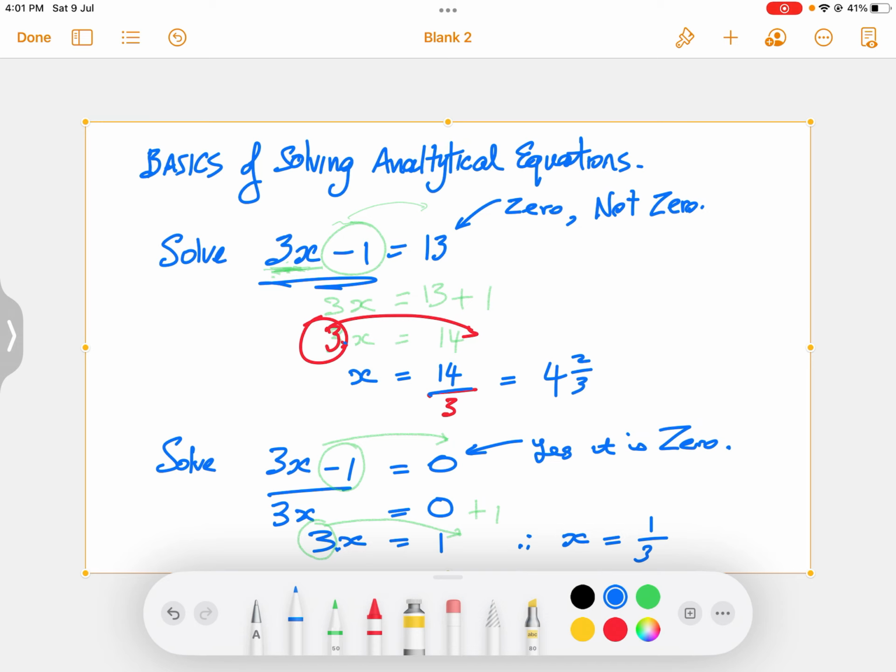If x is a third up in the original equation, let's just check this. If x is a third in this position, 3 times a third is 1, and 1 minus 1 equals 0. Just like the original equation we had, the first one, 4 2/3. 3 times, if x was 4 2/3, 3 times 4 2/3 happens to equal 14. 14 minus 1 equals 13. It has to substitute back in to be true.